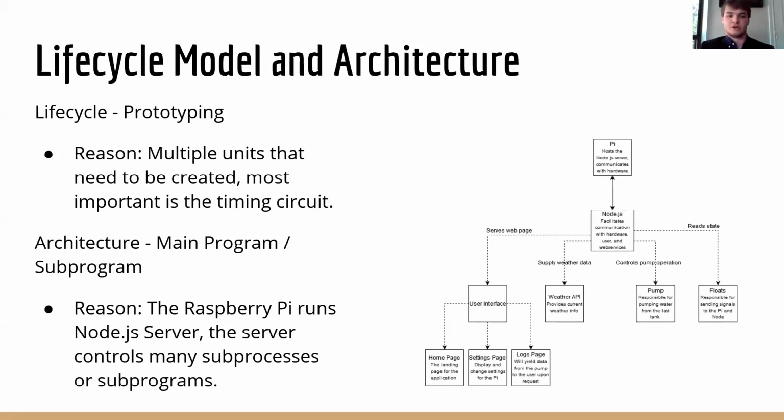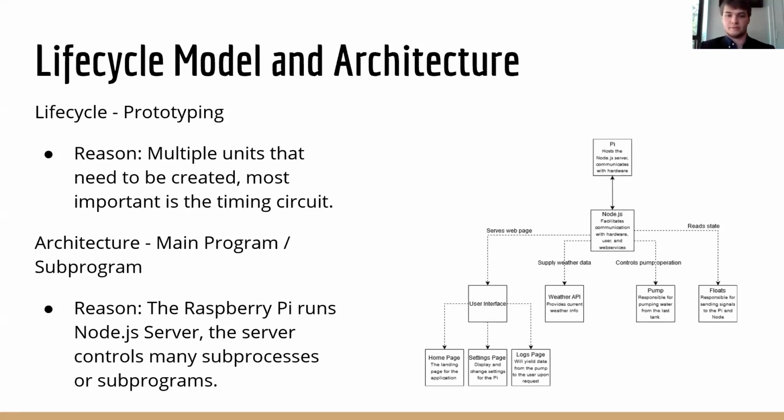Our architecture that we chose was main program and subprogram. The reason is because we have the Pi that's going to be controlling all the main components, leading out of the Pi, going to the septic system, and coming back in from the septic system to the Pi. So for instance, receiving input from the septic system from the floats, or in this case, the new device, and then turning on the pump as output. So the Pi is going to be controlling that in conjunction with Node.js.